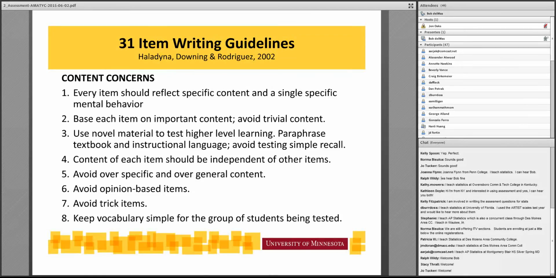And also the 31 writing guidelines are broken into 5 key areas, and I'm just going to present some of the writing guidelines from what I think are 3 of the more informative areas. And the first one has to do with content concerns. A lot of these principles here I think you'll just see are pretty common sense, but it's good to review them, good to think about them as you're writing items.